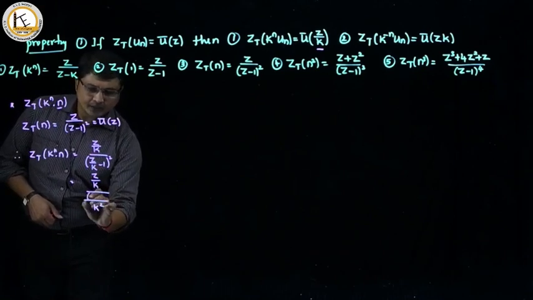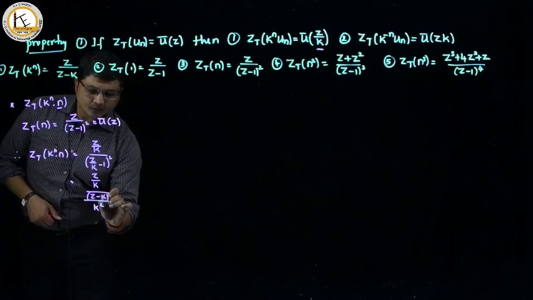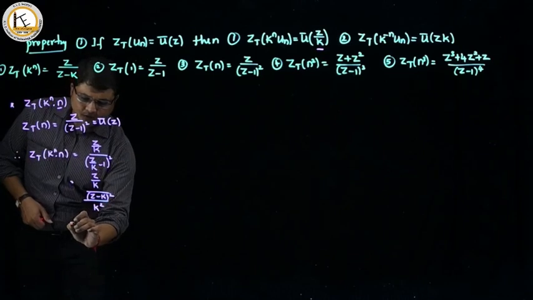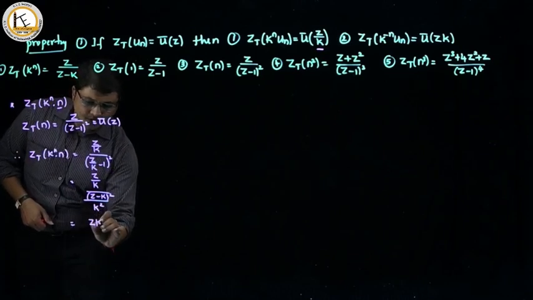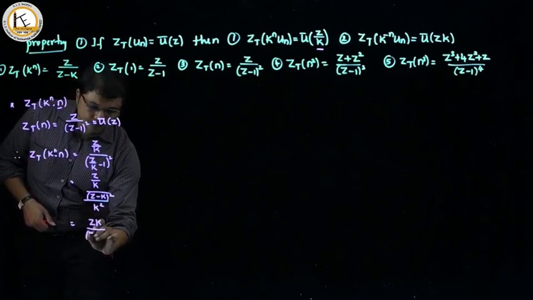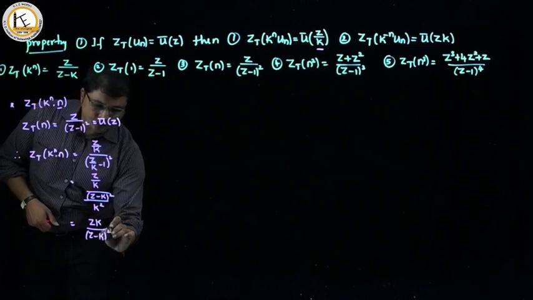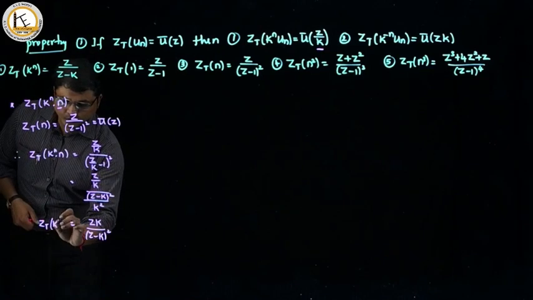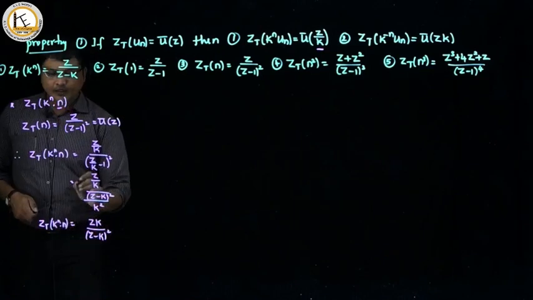and here it becomes (Z minus k) the whole square. Obviously one k cancels and one k will remain, that will come to the numerator, and it becomes Zk divided by (Z minus k) the whole square. So this is the Z transform of k raised to n into n.